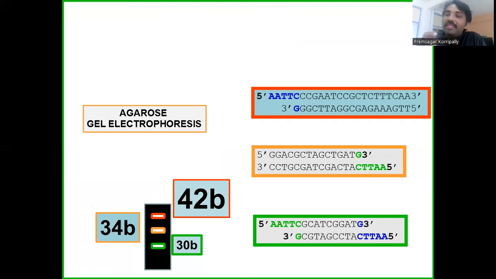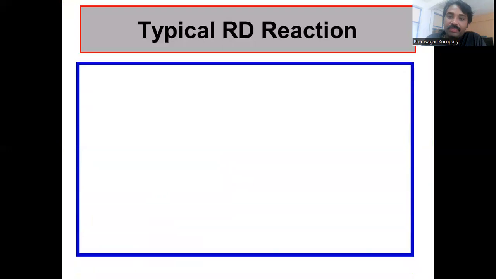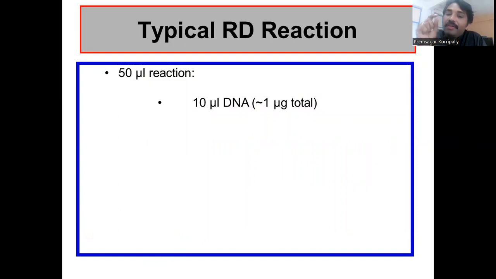In the next slide, we will see how you constitute the restriction digestion reaction. So always the restriction digestion reaction is constituted in a 50 microliter volume, not less than 50 microliters. So the first constituent is 10 microliters of target DNA, that is equivalent to 1 microgram. Then followed by reaction buffer. The buffer provides the necessary environment as well as the cofactor for the enzyme.